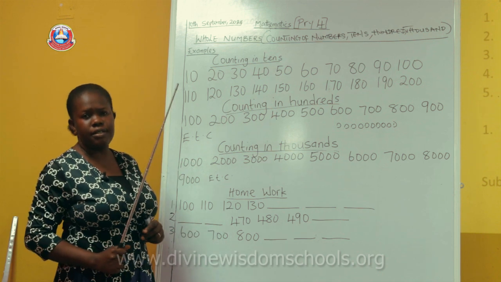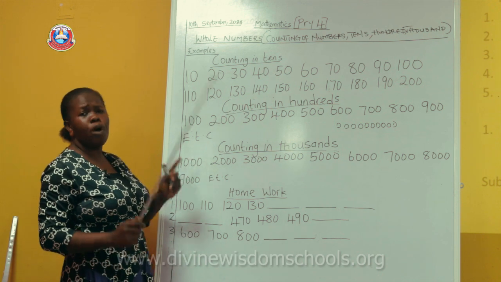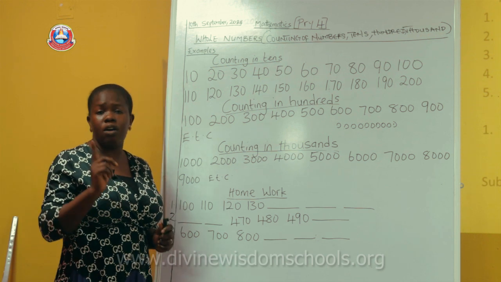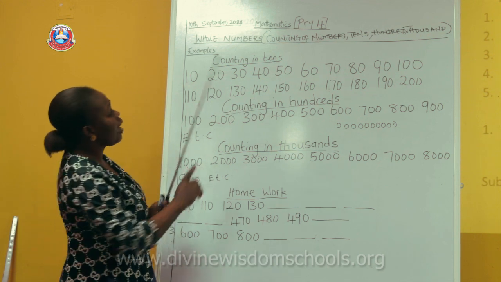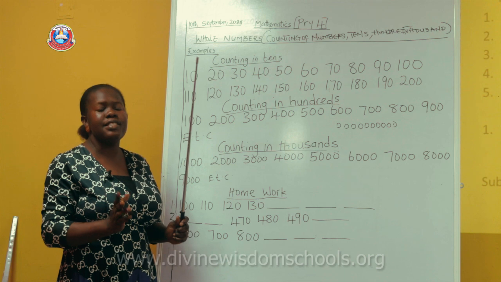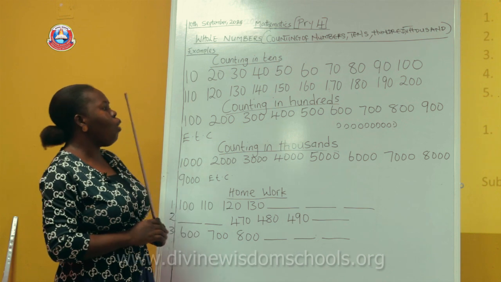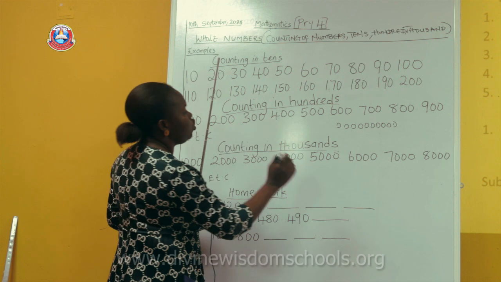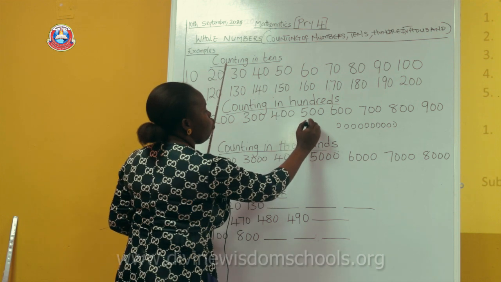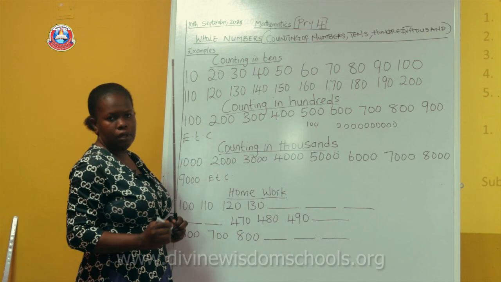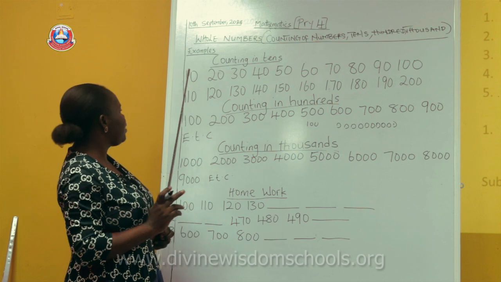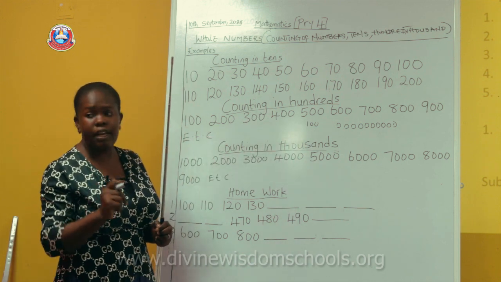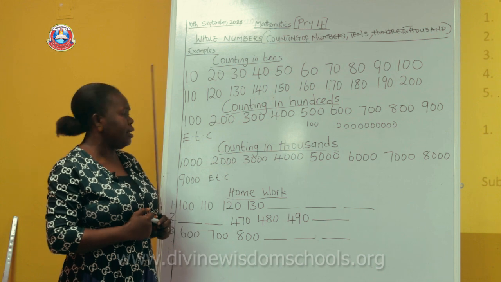Counting in hundreds, just like what we did in tens. Counting in 100, you'll be adding 100 to it. But we cannot count 100 because it's a lot of numbers. So what you do in your book, you just write 100 on one side of your book. Have you done that? After writing 100, this 100 is what we are going to be adding to the numbers. Do we understand? Now let's go.